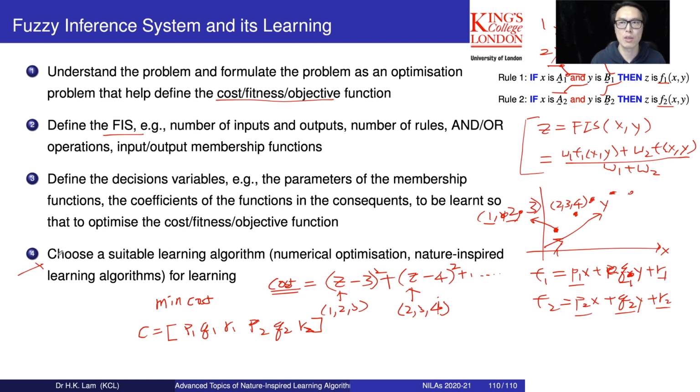And then the next point is that we should pick the right learning approach for the training. For example, whether a gradient descent approach can be applied, whether a random walk can be applied, whether a genetic algorithm can be applied. Maybe we try all of them and choose the parameters that give the best result. Okay, so this is the way for us to combine this fuzzy inference system with the learning algorithm.